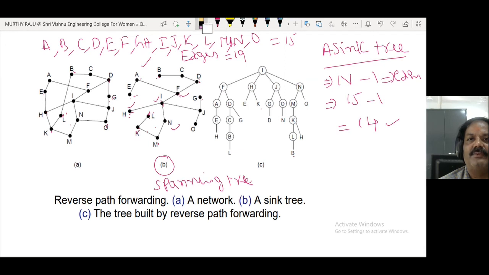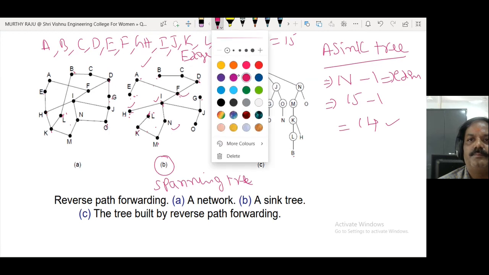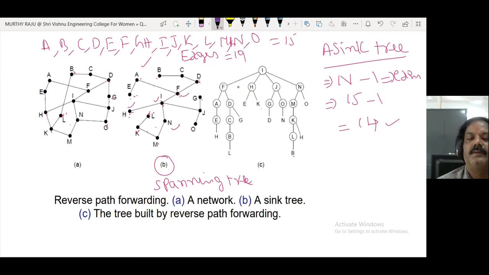In that graph, circled routers are valid ones. Uncircled routers are not valid ones. They are not desired paths to reach from H to E, H to K. In another way, that information reaches the E node and K node.